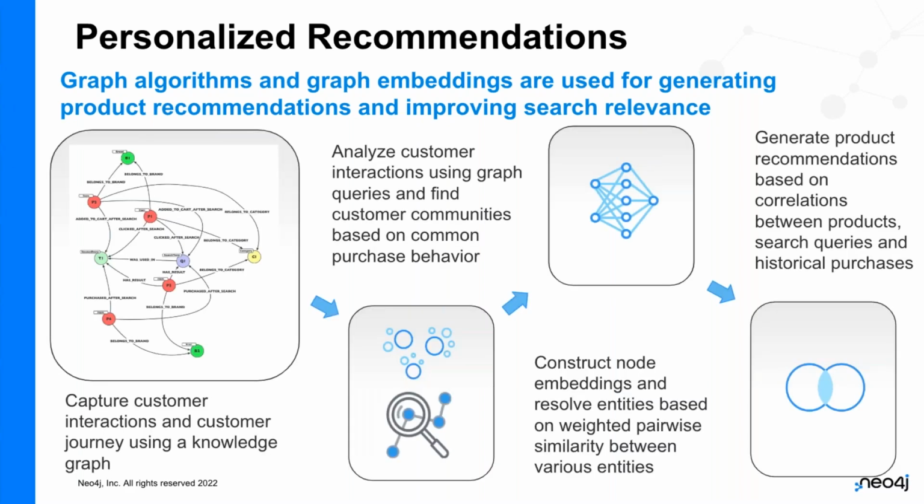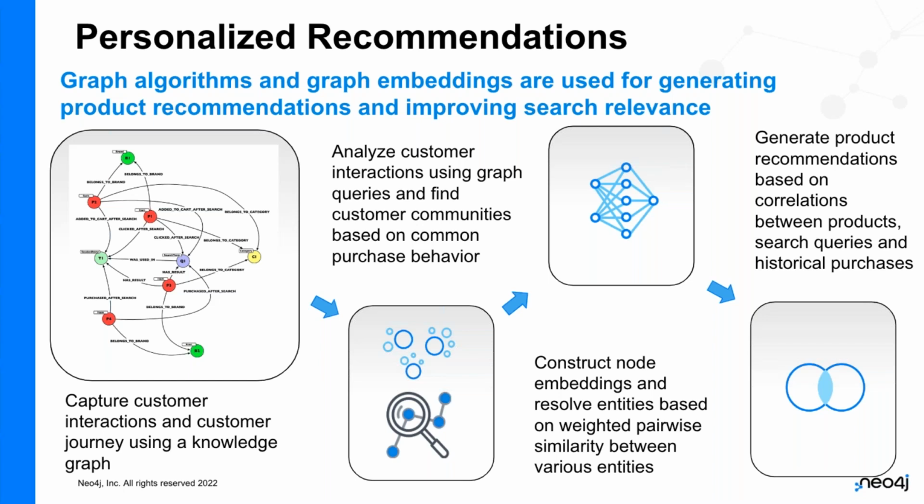So for personalized recommendations, graph data structures or the relationships can be used to capture customer interactions and customer journey using a knowledge graph. So these relationships will also tell you how a particular customer is engaged with your business, right? So this user logged in, looked at a product, clicked on a different product, clicked on a different product, added a product to the cart, and then finally purchased a different product.